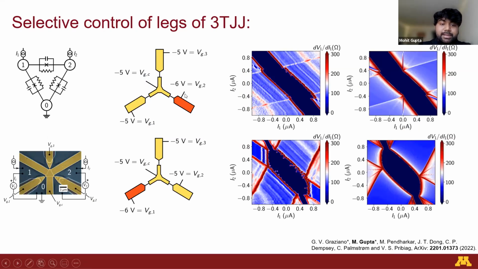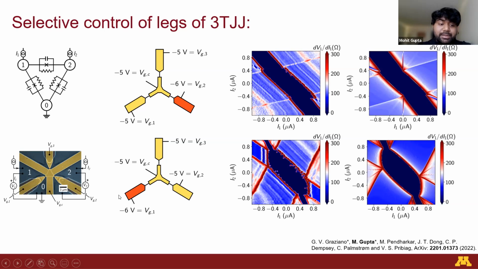If we were to change the gate voltage on VG2, then it will modify the resistance between terminals 0 and 2 while keeping this and this resistance the same. That results in this simulated map, which again agrees with what we observe experimentally. And then one can sweep the gate voltage on this gate between 0 and 1. That changes the resistance of only this resistor while the other two are the same, and that again agrees with what we observe experimentally.